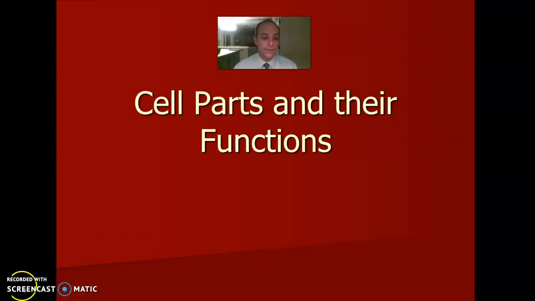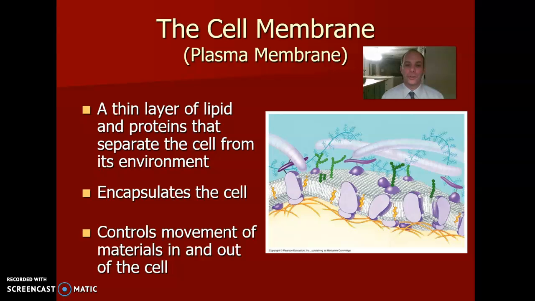Okay, find cell membrane on your chart. It's also called the plasma membrane. And what you want to put in here is what it is, description, right? Description of what it is. It's a thin layer of lipid and proteins that separate the cell from its environment. Now, you know lipids already because we looked at them when we did SOAP. We talked about hydrophilic and hydrophobic. Lipids are going to look the same. These fats are going to look the same. They encapsulate the cell and they control movement of materials in and out of the cell. If you did the ideal cell size lab, we talked about the nutrients getting into the potato through osmosis and diffusion. So we referenced this through the cell membrane. So that's a good start.